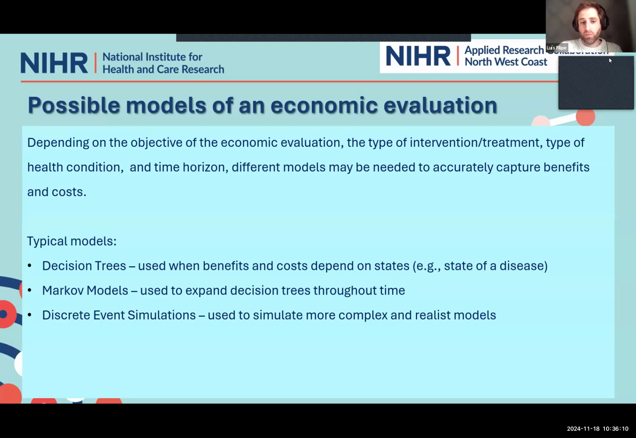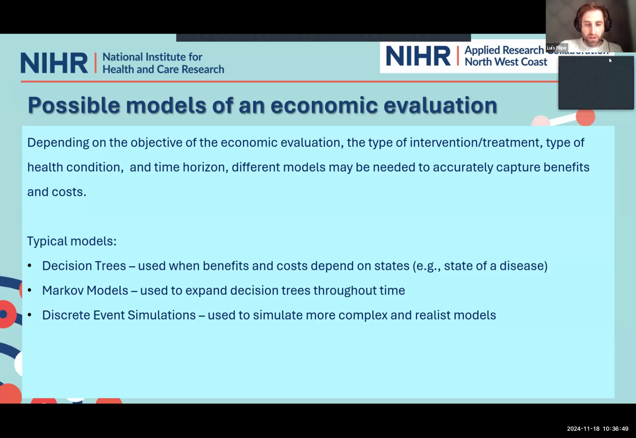So decision trees, I'm going to show you just in the next slide. They are basically used when benefits and costs depend on states. So basically they are always used. It's just that you are going to see some economic evaluations where they don't explicitly show decision trees, but it's just because they are already doing it in terms of variations against the standard of care. But yeah, basically you need to start modeling with the decision tree. What are the possibilities? What are the treatments? What are the different outcomes that I may get? And for each type of outcome, what are the costs as well?